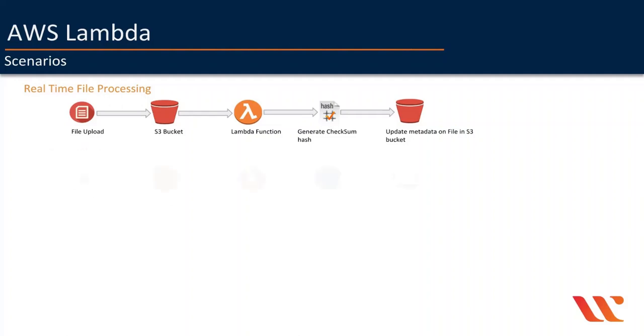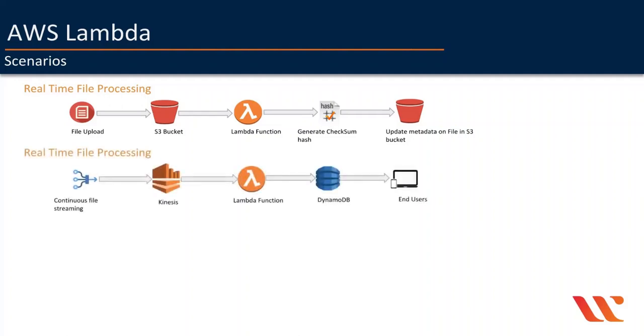And then real-time stream processing. You can use AWS Lambda and Amazon Kinesis to process real-time streaming data such as website clicks or financial transactions or social media feeds or IT logs, etc. And then Lambda is triggered and you can insert the data into DynamoDB. Then your end users can access your data.